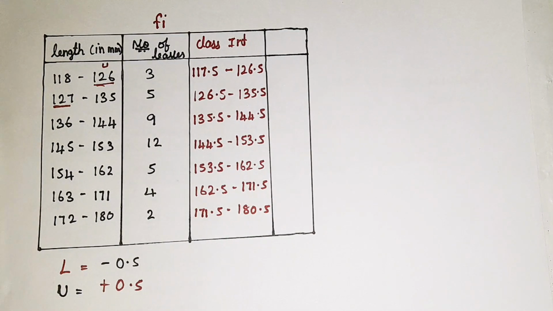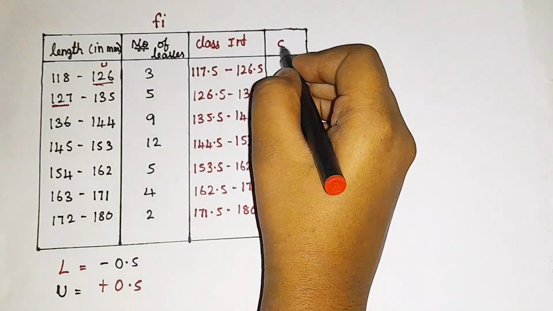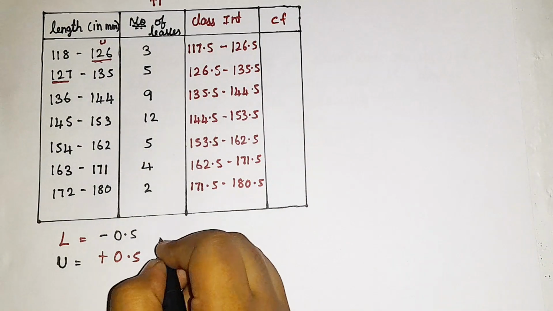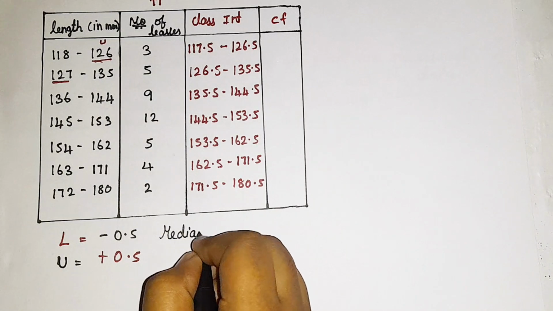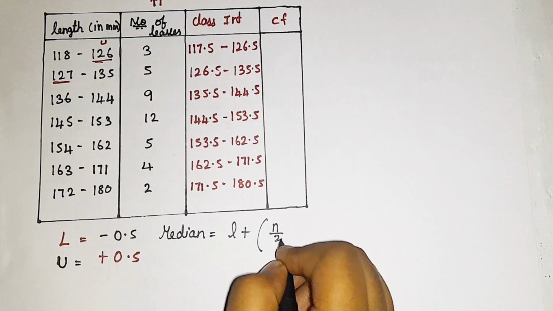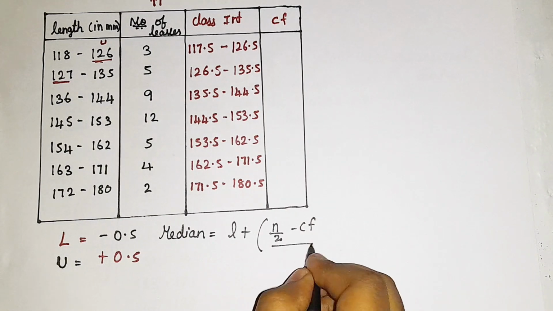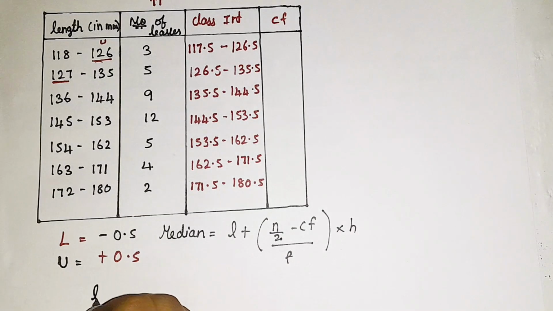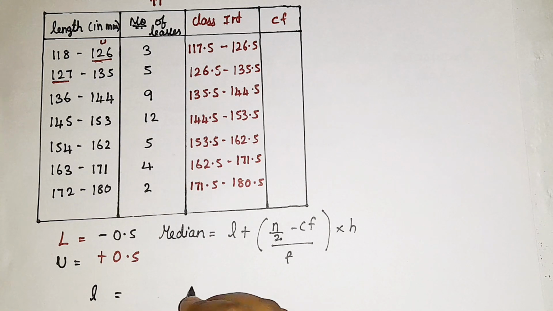Okay, all right. So now let us find the CF. Of course, we are finding the median, isn't it? So I'll write the formula. So median formula is L plus (N by 2 minus CF divided by F), close the bracket, into H. So here we are supposed to find the L value and F value, H value and CF value, and of course the N by 2 value. That one later we can do.